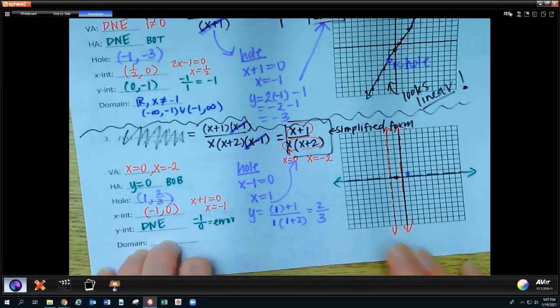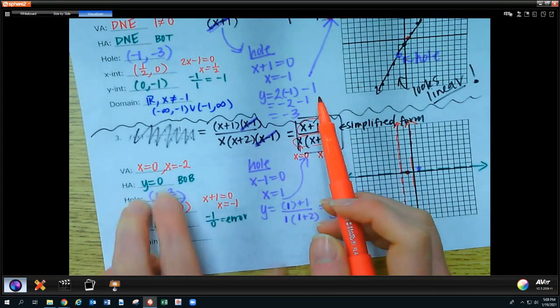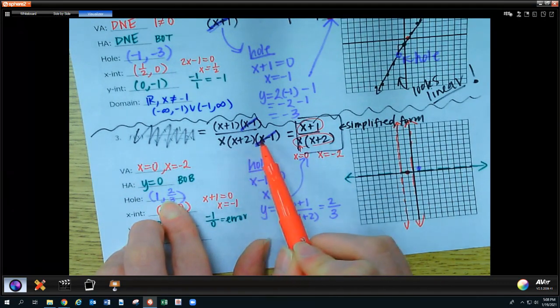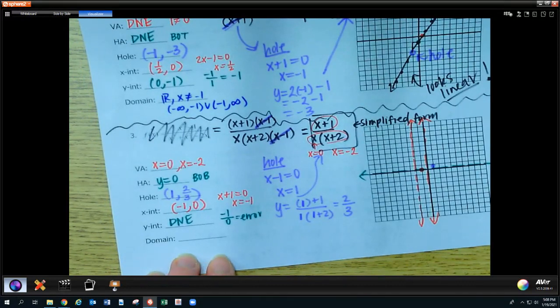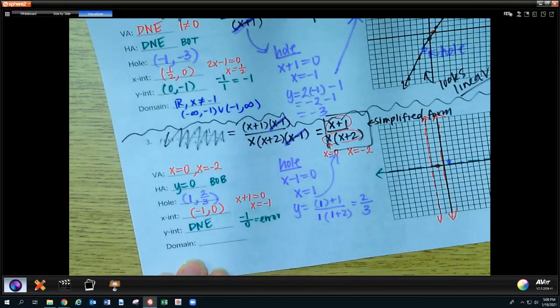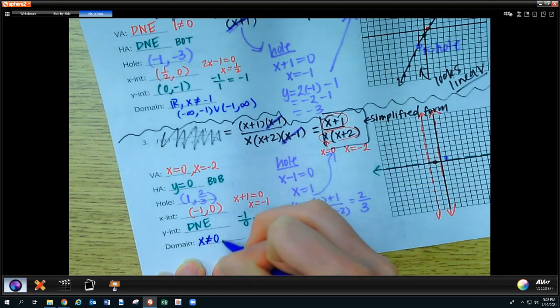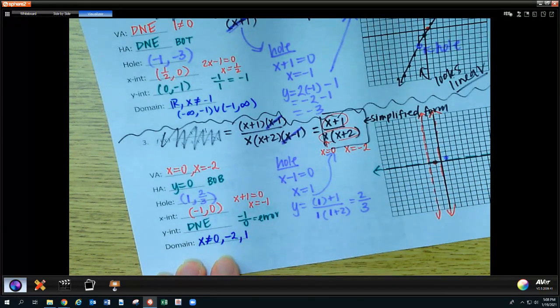All right, and so for your domain, we have 3 restrictions. We have 2 vertical asymptotes and a hole. So looking at this original, we find the domain restrictions the same way we did from the very beginning. And so our domain: x cannot equal 0, x cannot equal -2, and x cannot equal +1.